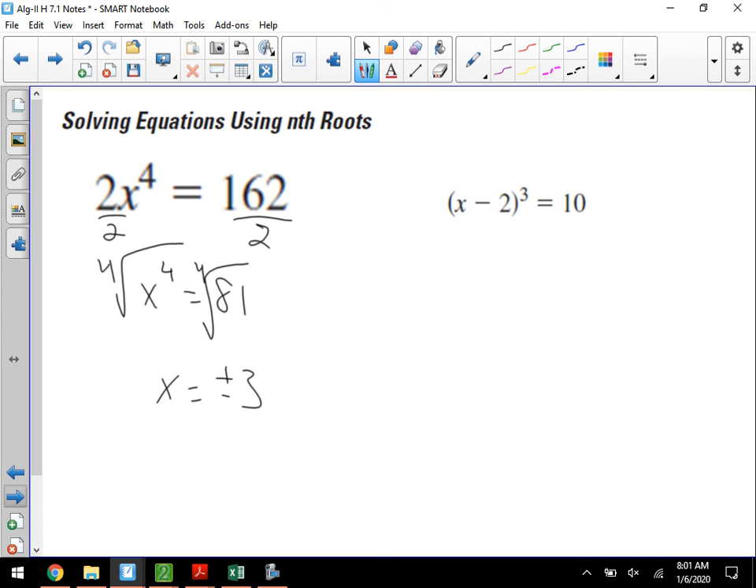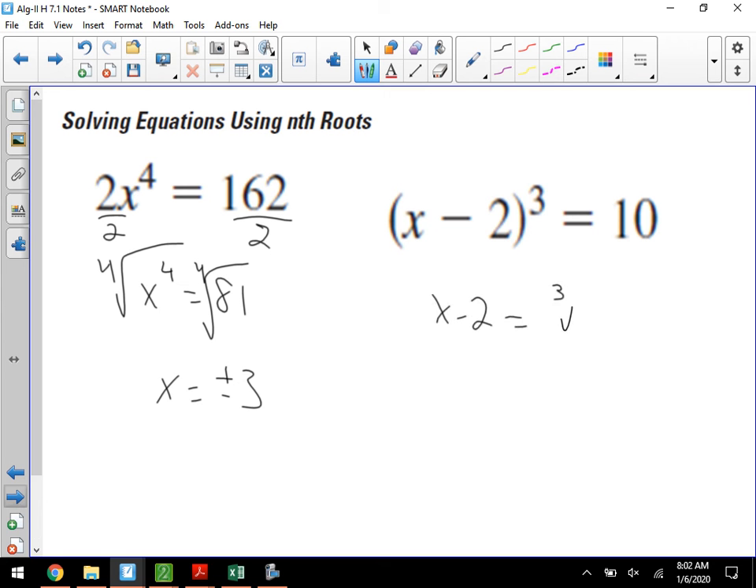All right. Same deal here. The quantity x minus 2 cubed equals 10. Well, what do you do first? Cube root it. Good. You cube root both sides. When you cube root two sides, do you have to do a plus or minus? Good. Do we know what the cube root of 10 is? No. So what do you write? Cube root of 10. Okay. Now what do you do?